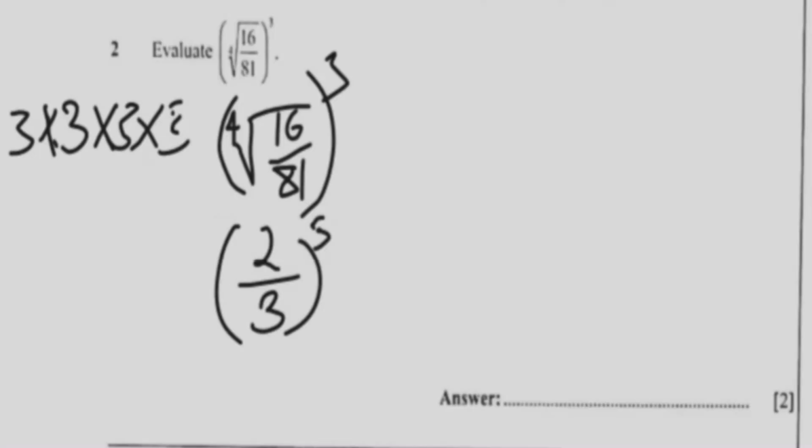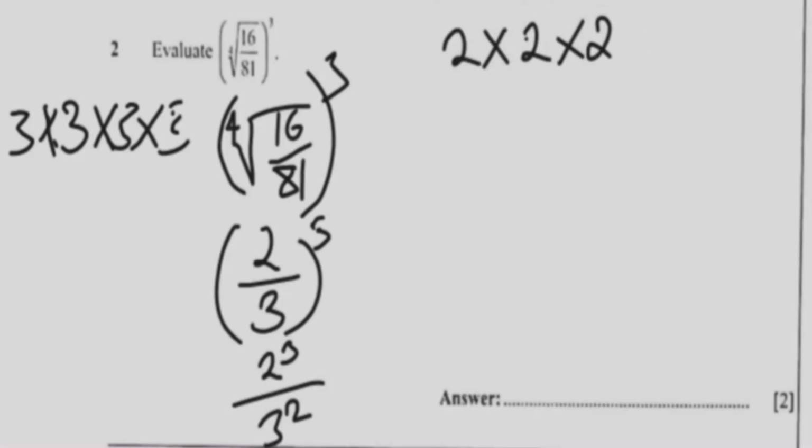Now we distribute the power. So we say 2 raised to the power of 3 over 3 raised to the power of 3. What it means here is we are going to multiply 2 by 2 by 2. So 2 raised to the power of 3 is the same as we multiply 2 3 times, which will give us 8.